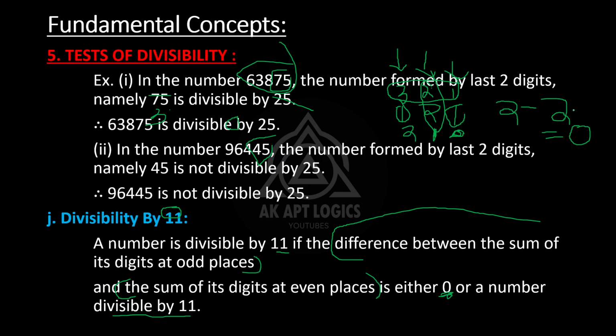So we can say that the given number is divisible by 11 if the result is either 0 or a multiple of 11, like 11, 22, and 33. Then we can say that the given number is divisible by 11. We can see an example.